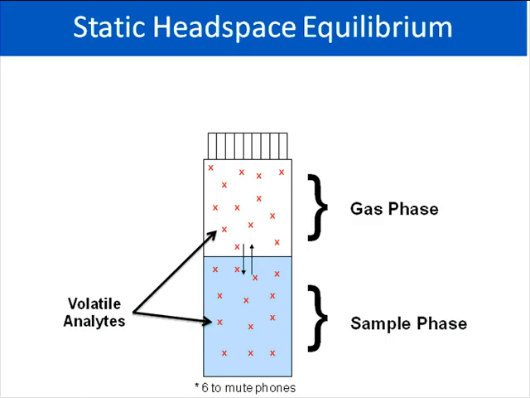This is just a picture diagram of what we're talking about when we talk about static headspace equilibrium. All of these little red X's represent the analytes that are in your original sample matrix. And over time, at a certain temperature, the rate of those analytes leaving the sample matrix and the rate of analytes returning will be at what we call static equilibrium. And that is the most optimal condition that we want to be able to sample this headspace and be able to send that over to GC for analysis.